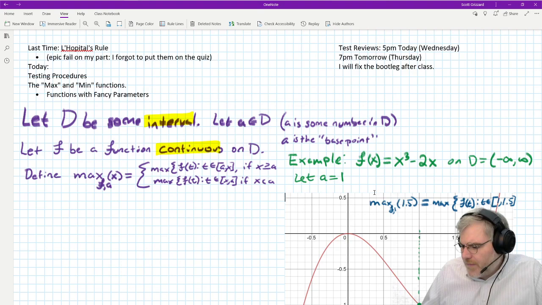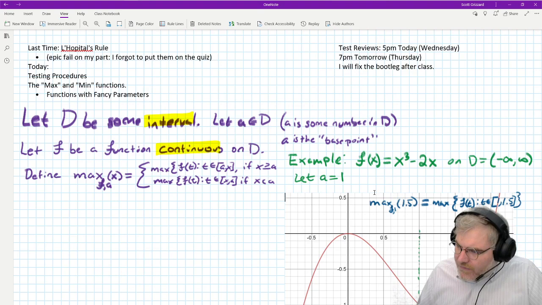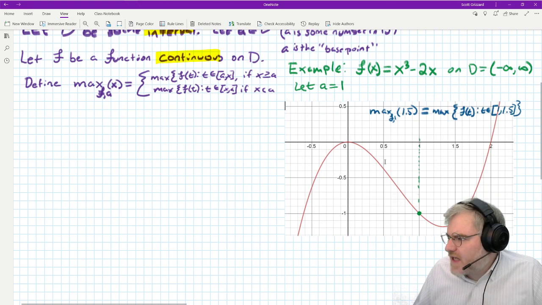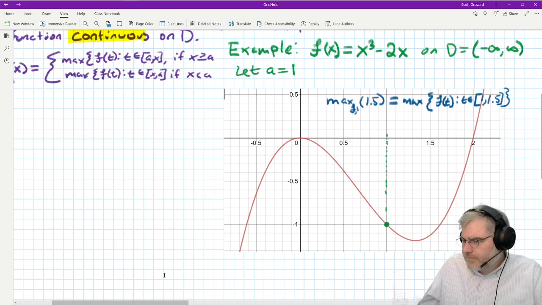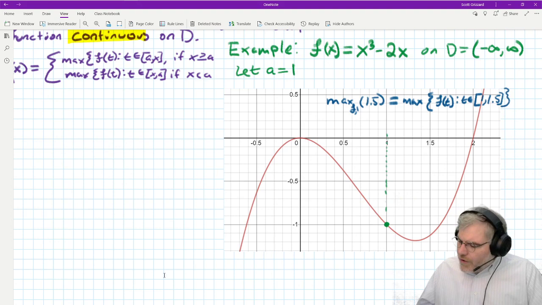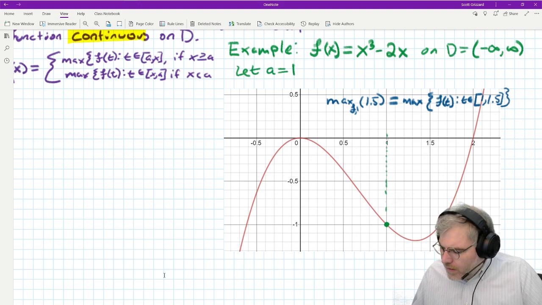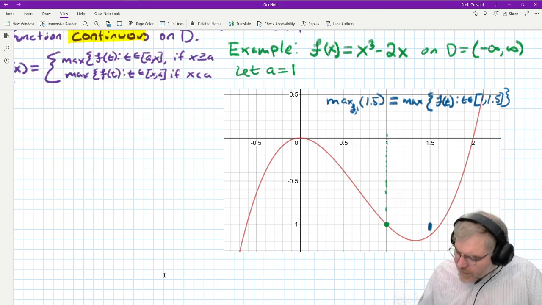When I want to evaluate max of f1 of 1.5, how do we feel now about what the question's asking me to find? Okay. So the question is asking, what is the maximum y value between 1 and 1.5? And it's this one right here, right? It's 1, because f of 1 is bigger than f of 1.5, and f of 1 is bigger than everything in between.